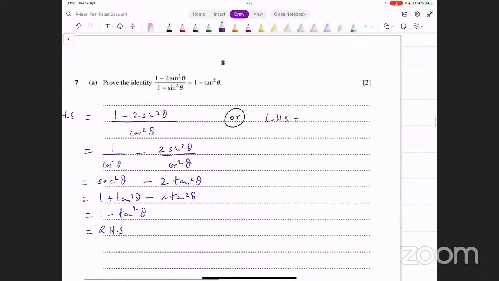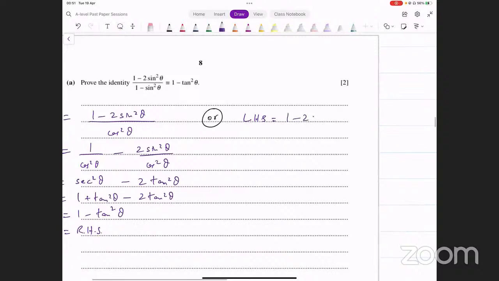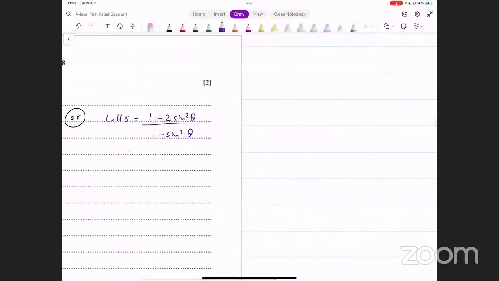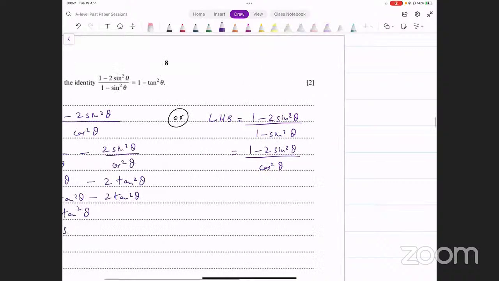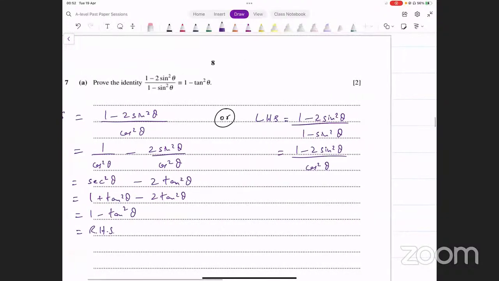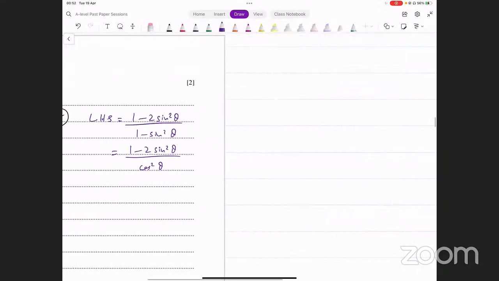Left hand side हमारे पास ये थी 1 minus 2 sine square theta over 1 minus sine square theta. This is what we had there. Now, what do we do with this? डिनोमिनेटर को हम कन्वर्ट कर लेते हैं उसी तरह से, 1 minus 2 sine square theta over cos square theta, so we know the denominator na. न्यूमरेटर में क्या किया जा सकता है, इसको अगर हम उसी तरह से देखें, so we could actually break it down like this.